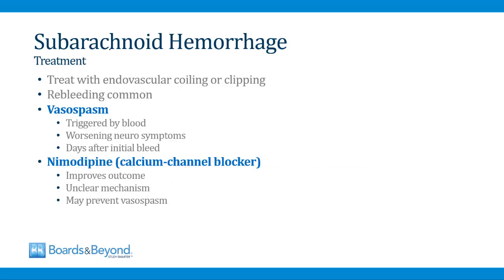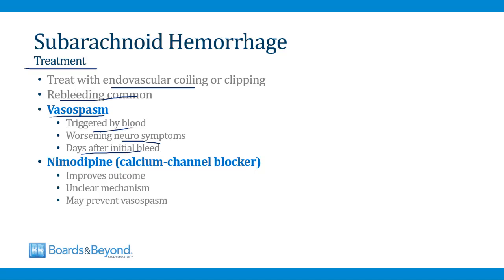So back to our discussion of subarachnoid hemorrhage, let's talk about treatment. The treatment is usually with endovascular coiling or clipping. These are procedures where a neurosurgeon or a neuroradiologist inserts a catheter and other devices into the vessels in the brain to try and stop the bleeding. The major problem that occurs in patients with subarachnoid hemorrhage after treatment is that rebleeding is common. And when patients have a rebleeding event, they will develop vasospasm of vessels in the brain. This is triggered by blood, and their neurosymptoms will suddenly get worse. This can happen days after an initial bleed.